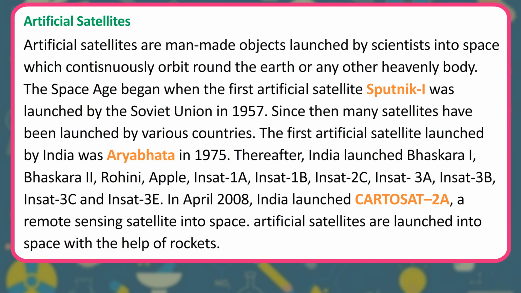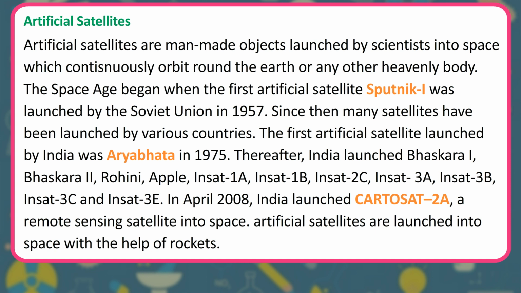Artificial satellites. Artificial satellites are man-made objects launched by scientists into space which continuously orbit around the Earth or any other heavenly body. The space age began when the first artificial satellite Sputnik 1 was launched by the Soviet Union in 1957. Since then many satellites have been launched by various countries. The first artificial satellite launched by India was Aryabhata in 1975.